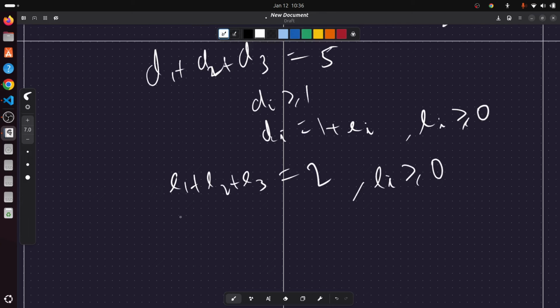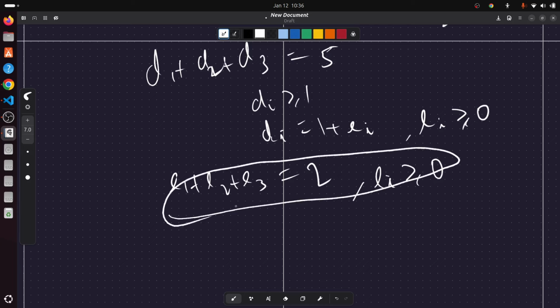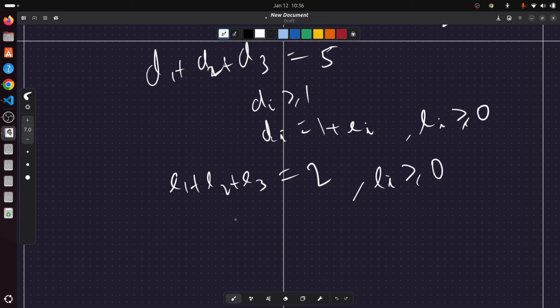So this thing I already have a formula. So for this the formula is what? 2 plus 3 minus 1 C 3 minus 1, which is like 4 C 2, which is 6. Right, this is just trivia, it is not used in this problem.